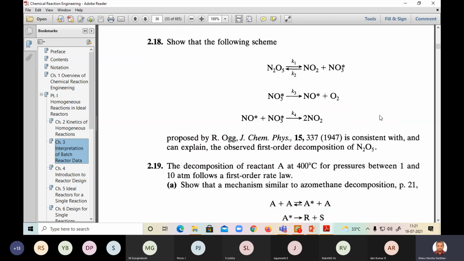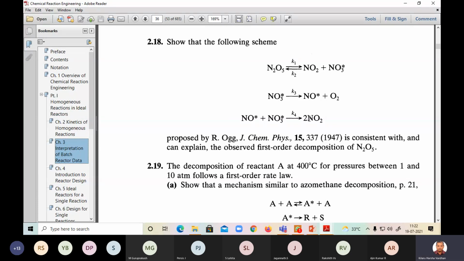So this is the problem which I liked a lot, he gave it many times in the exam. Show that the following scheme, N2O5, that is the disappearance, is giving you NO2 plus NO3 star, and NO3 star is giving you NO star and O2. NO star, that star is nothing but the intermediate. This intermediate plus this intermediate is giving you 2NO2.